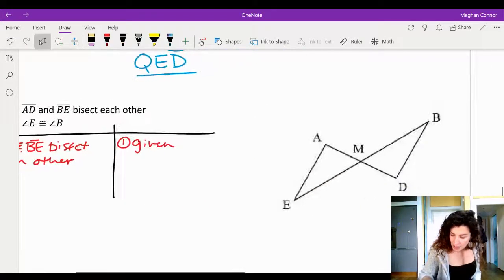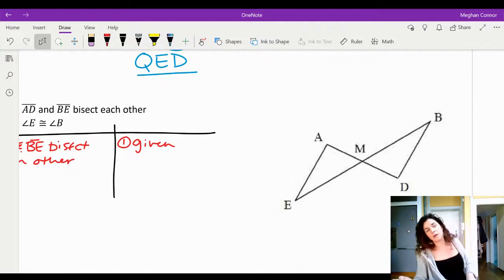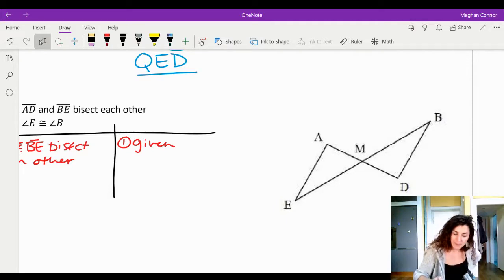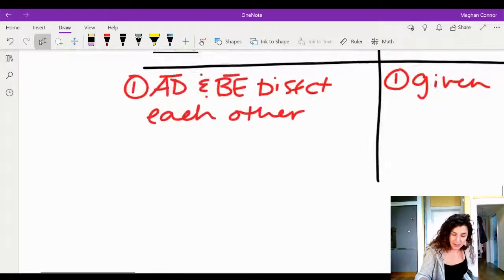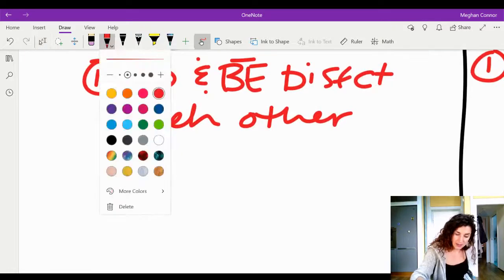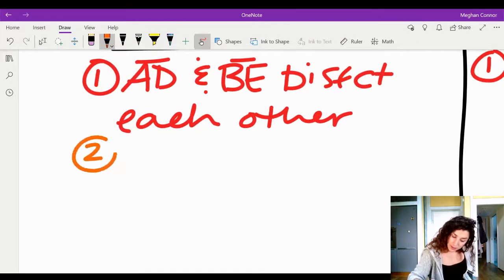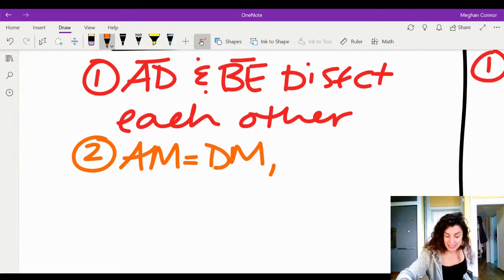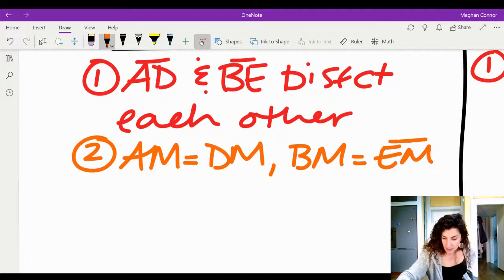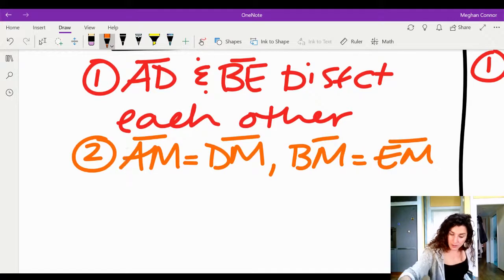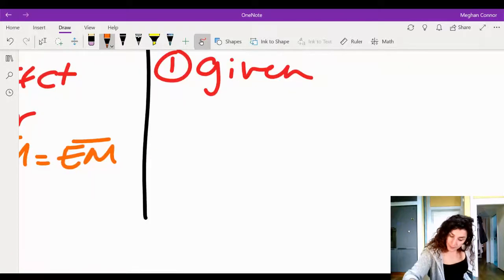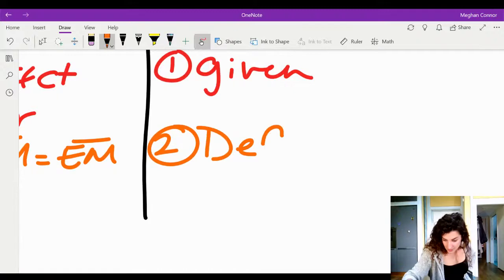Since I know that they bisect each other, I'm going to start then talking about all of those pieces being equal. So I'm going to say that AM is equal to DM and EM is equal to BM. Again, I can put them in the same statement, that, and then BM is equal to EM. Definition of bisect.